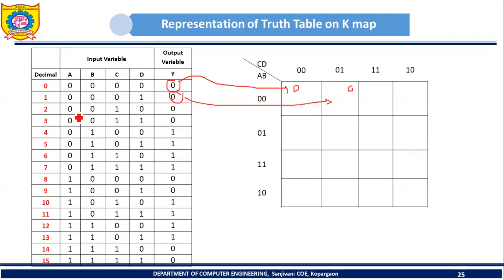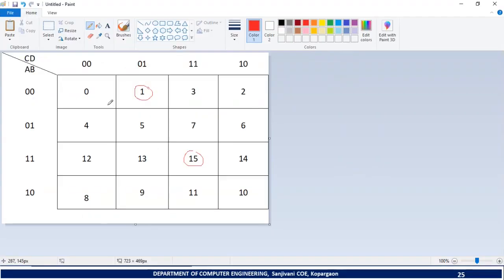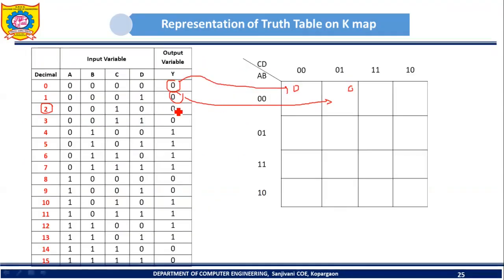Now consider the next row in the truth table. The next row in the truth table corresponds to decimal number 2. Okay, now see the 4 variable KMap. In the 4 variable KMap, which cell corresponds to decimal number 2? Yes, this particular cell. So that's why the output which is present in this particular row of the truth table should be written in this particular cell.